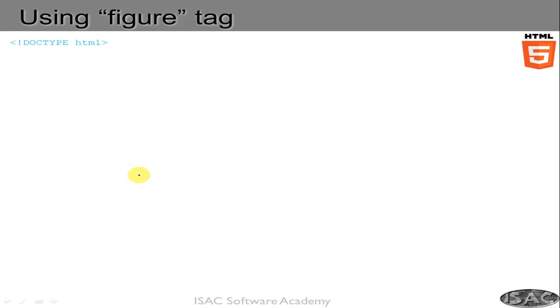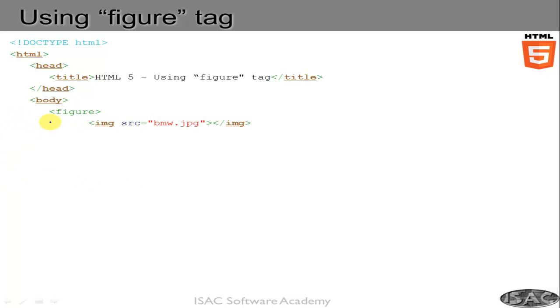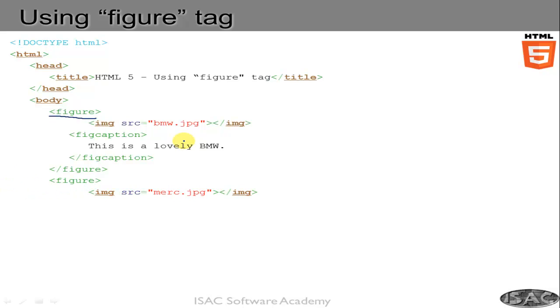We will start with doctype HTML, HTML tag, head, and title, HTML5 using figure tag, and start with body. Let us start with a tag called figure, as I mentioned, and I am just drawing some image, bmw.jpg, and figcaption, and here I am writing this is a lovely BMW, and close the figcaption and figure. Now I have another picture. How do I want to do this? So I will do the same thing.